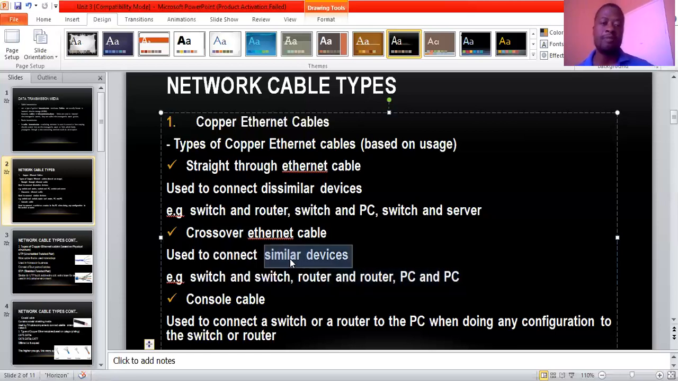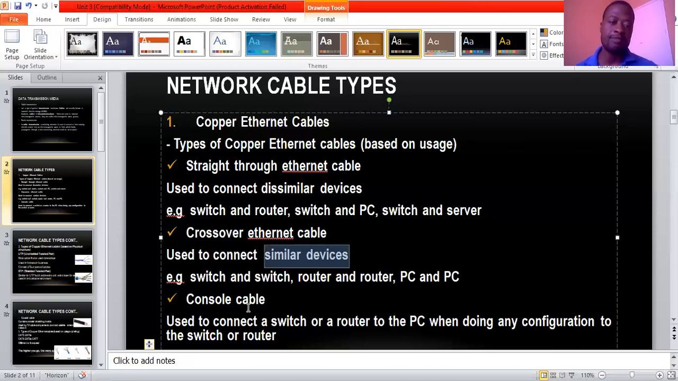Okay, so when you're building up your network on Packet Tracer and you're configuring, remember to make sure that you're using the right cables between certain devices. If the devices are dissimilar, then you use the straight-through cable. But if the devices are similar, then you use the crossover Ethernet cable, because it's used to connect similar devices like a switch and a switch, a router and a router, a PC and a PC.